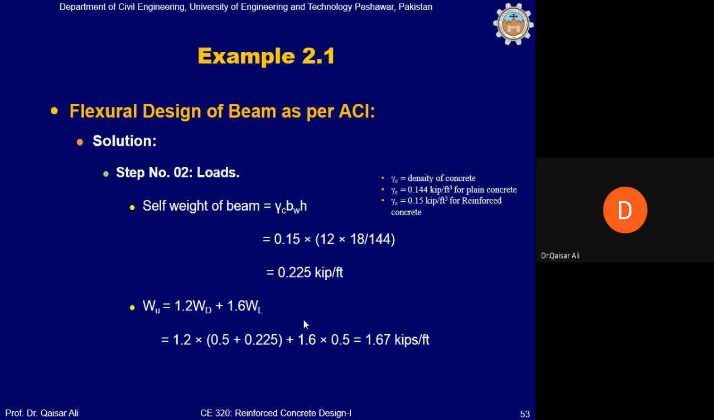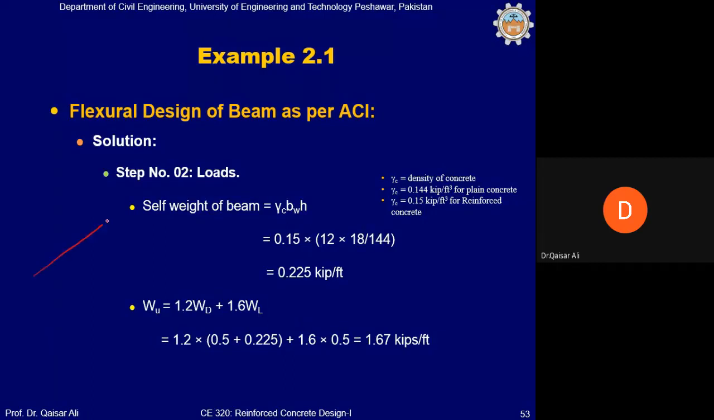After the size is selected, our second step is the calculation of loads. First of all, we will calculate dead loads, and the superimposed dead load is directly given to us, which is 0.5 kip per foot, but the self weight of the beam needs to be calculated.